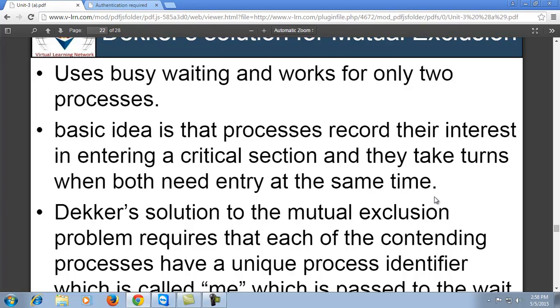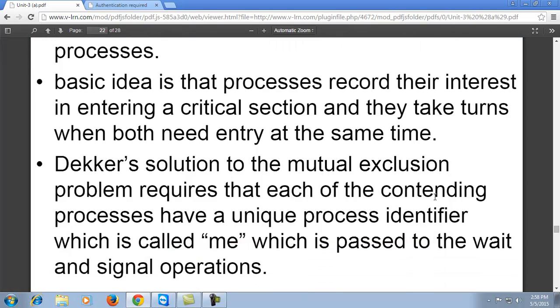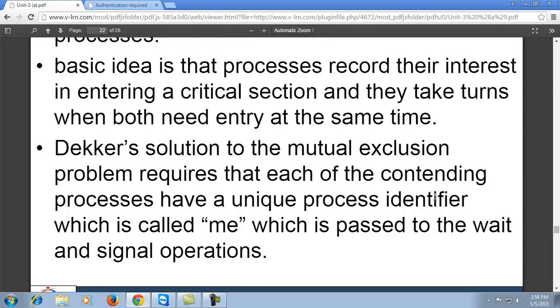Dekker's solution to the mutual exclusion problem requires that each of the contending processes have a unique process identifier, called me, which is passed to the wait and signal operations. So Dekker's wants to say, if one process is executing, signals like waiting, requesting to wait, completion of the task, or acknowledgement after completion should be passed so that another process is allowed to enter the system for execution.